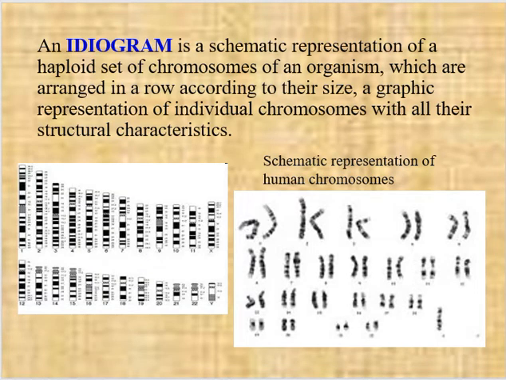An ideogram is a schematic representation of a haploid set of chromosomes of an organism, which are arranged in a row according to their size. A graphic representation of individual chromosomes with all the structural characteristics.